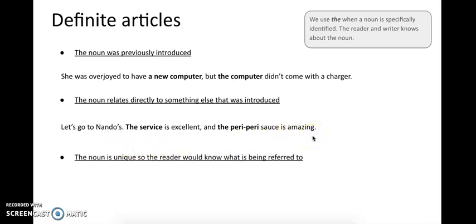When else is a definite article used? When the noun is unique, so the reader would know what is being referred to. What do we mean by this? Well, let's have a look at this example. The weather is quite pleasant. So this noun, the weather, is unique. So the reader would know what we're referring to, right? Also in this case, the virus has spread across the world. Well, in this current time, the reader would know what is being referred to. So it's unique. So these are reasons why a definite article would be used.